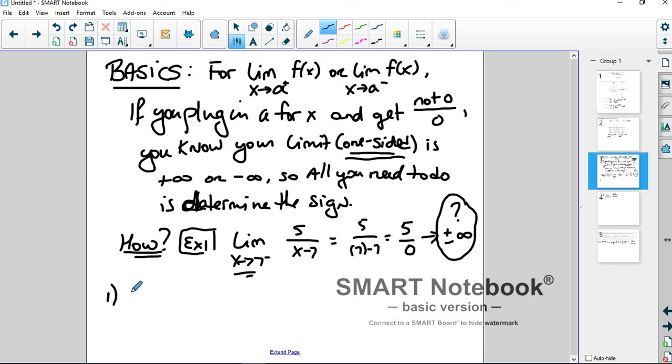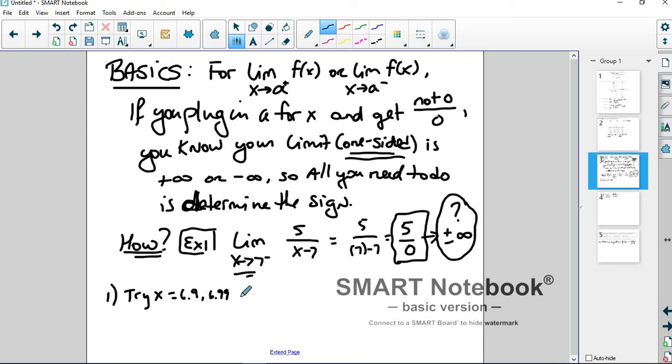First way is to try a couple values really close to the left-hand side of 7, so 6.9, 6.99. The only reason I'm allowing you to plug in numbers at this point is because you've already verified I've got an infinite limit. As soon as you see this, you know you have an infinite limit. And once you know that, then you can plug in a few numbers. But you can't just plug in a few numbers. You have to verify it first by getting a non-zero over 0.